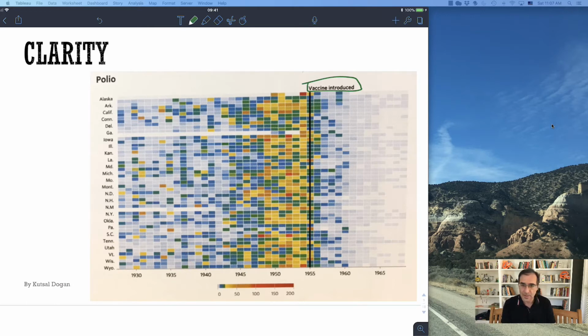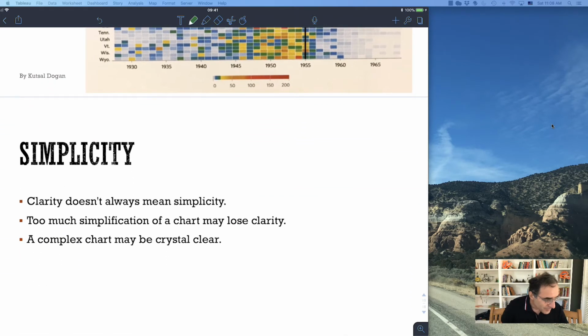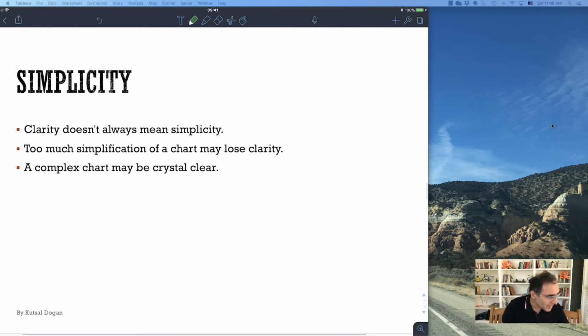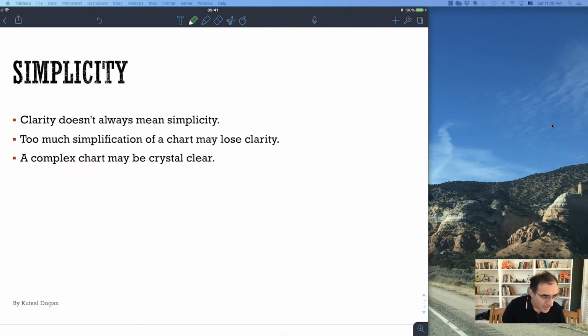Clearly, as we are waiting for a vaccine for coronavirus, you see that the polio vaccine, which was introduced in 1955, actually works very effectively. So it's a very nice and very clear chart. It's not simple; there is a lot of information in it, but it is very clear. But on the other hand, you may have a chart that's simple, right? That may not be clear.